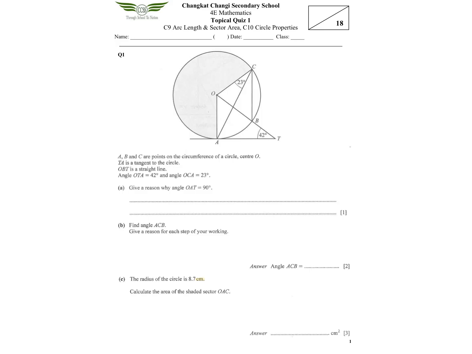Okay, they say the radius of the circle is 8.7. So let's go and write it down. This is 8.7, so radius. Then they say, can you calculate the area of the shaded sector OAC? So OAC, the shaded one is this one.